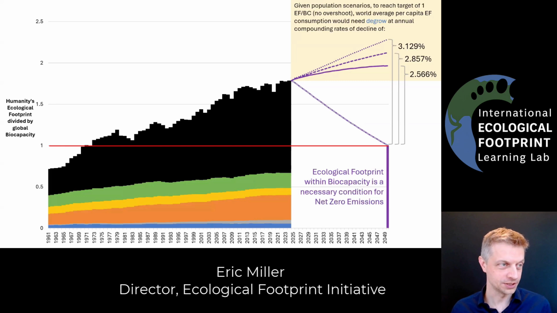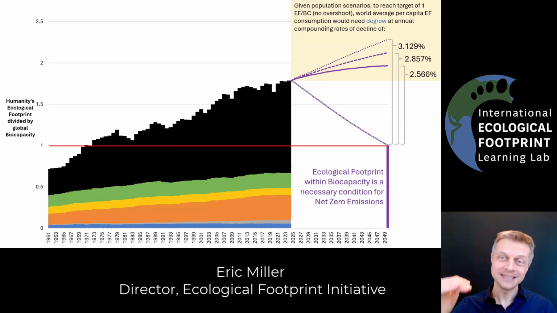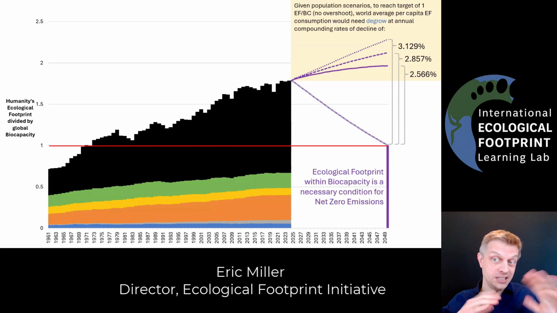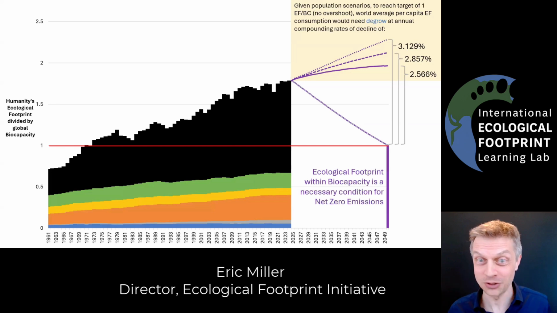For the low population scenario, if, on a planetary basis, we reduce the average per capita ecological footprint of consumption, if we were to degrow that, by 2.566% every year in a compounding way, that's what's required in the low scenario, versus, let's say, the high scenario at 3.129% reduced on an annual sustained basis. Now, those percentages might seem small, but if you're good with compounding math, you might appreciate that those are actually quite significant, large numbers.